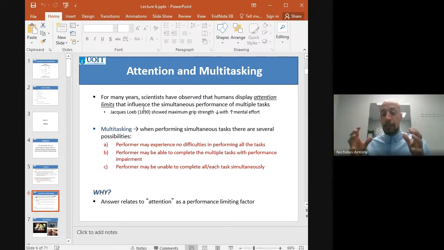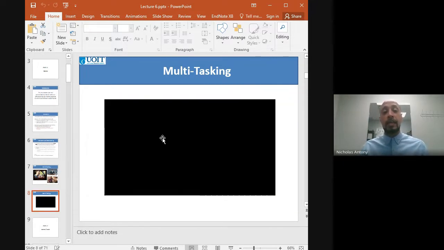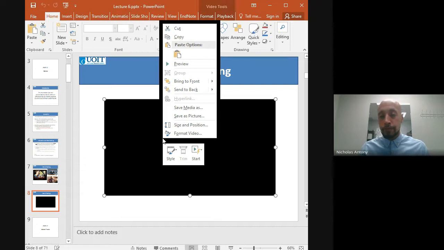Right. So clearly there is an amount of attention that people are able to utilize. And it seems as though when you're performing multiple tasks, even though individually you can complete them, when it's combined, there's not enough attention for the brain to complete multiple tasks. So all of these studies sort of pointed to attention as a sort of task limiting variable.